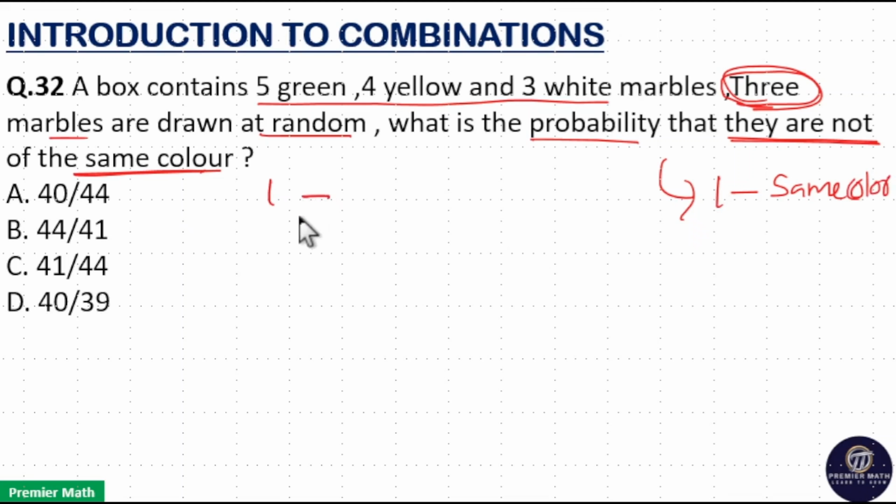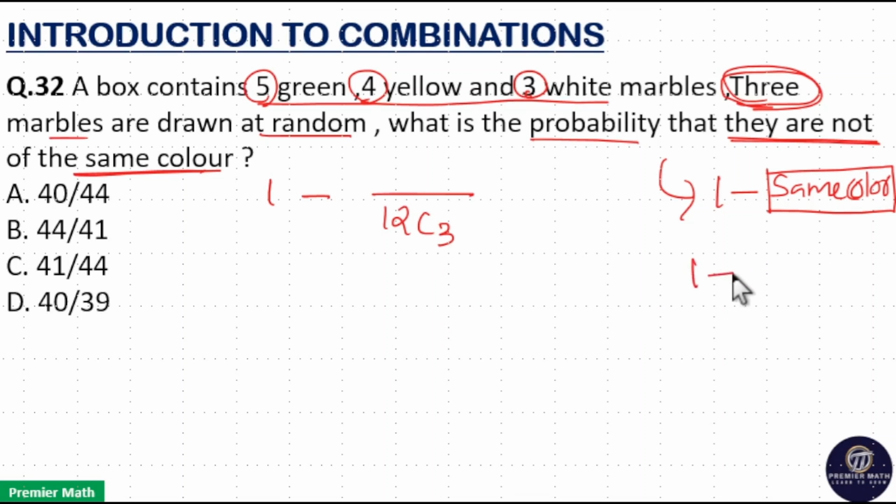That is 1 minus, here total outcome means total number of balls are 12. So, we are selecting 3 balls out of this 12. So, 12C3 is the total outcome. Now, favorable outcome means probability of getting same color as outcome. Which means, when you choose 3 balls, the 3 balls should be of same color. So, this is equal to 1 minus, when you choose 3 balls, you may get 3 green, or you may get 3 yellow, or you may get 3 white. So, this is the probability of getting same color.